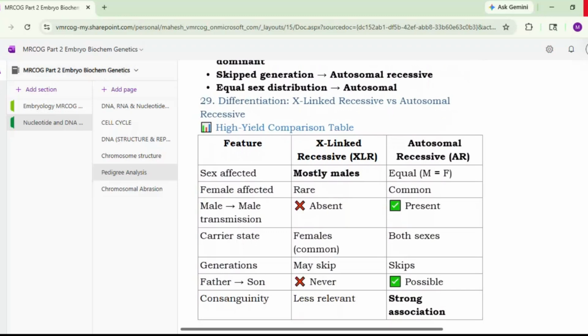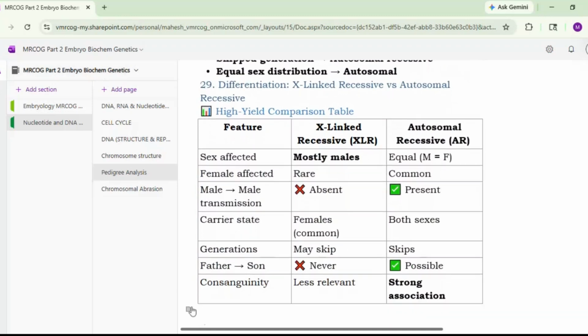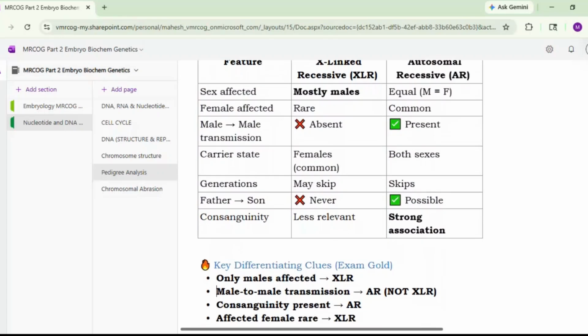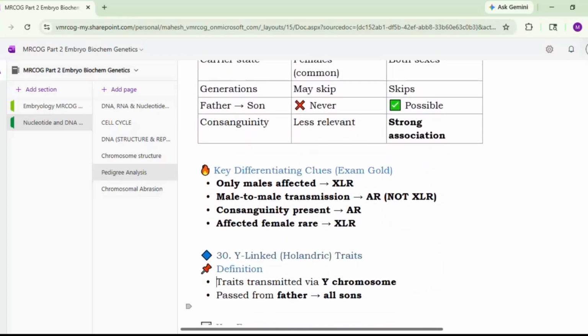Generation may skip in X-linked recessive; autosomal recessive will also skip. Father-to-son transmission is never seen in X-linked recessive, while it is possible in autosomal recessive. Consanguinity is less relevant in X-linked, while in autosomal recessive it is strongly associated. So that is how you differentiate them. Only males affected: X-linked recessive. Male-to-male transmission: autosomal recessive. Consanguinity present: autosomal recessive. Affected females are rare: X-linked recessive.